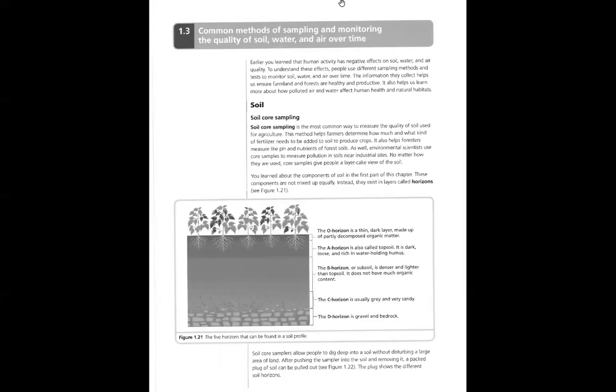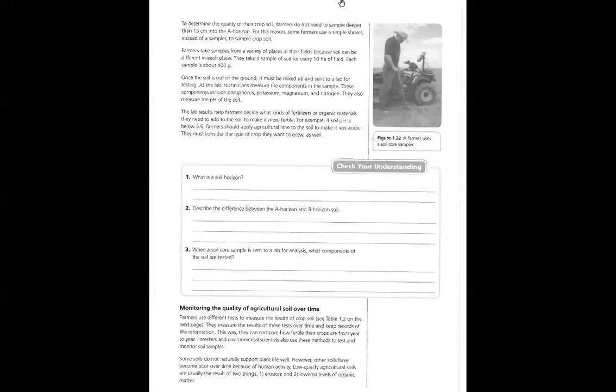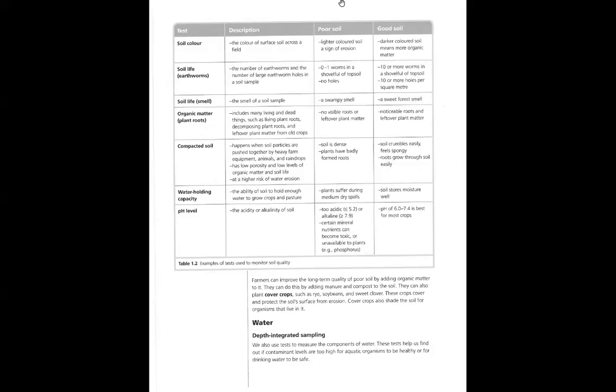Lesson 3 is methods of sampling and monitoring. Okay, we've done a lot of that in the course. The quality of soil, water, and air. So you want to look at O horizon, A horizon, B horizon, C horizon, and D horizon of soil. Remember, in particular, A and B are the ones we talked about the most. We want to look at how we take samples of soil and test it. We looked at all the different ways that we can do tests on soil and what those tests tell us.